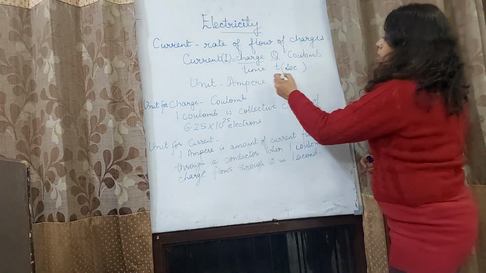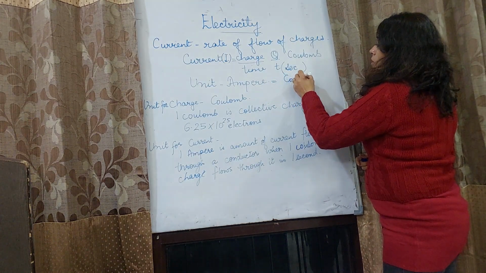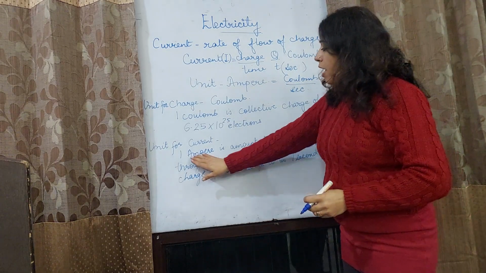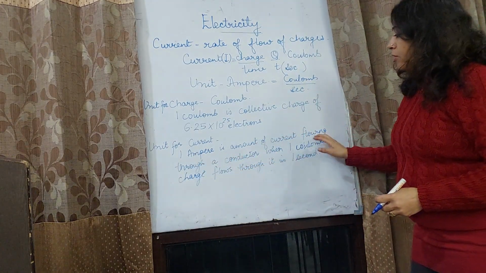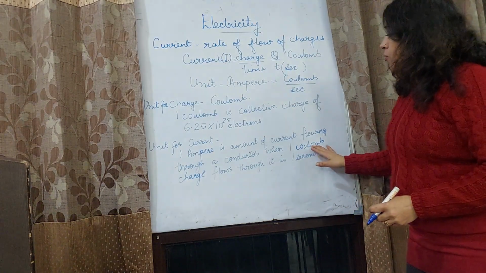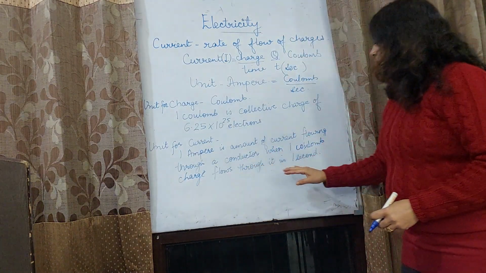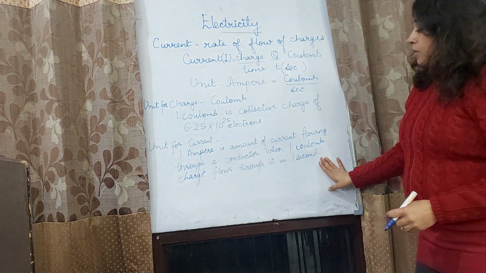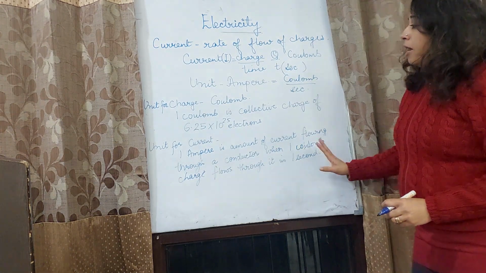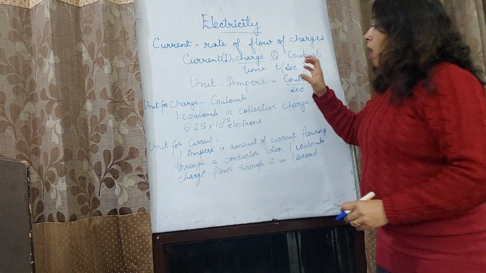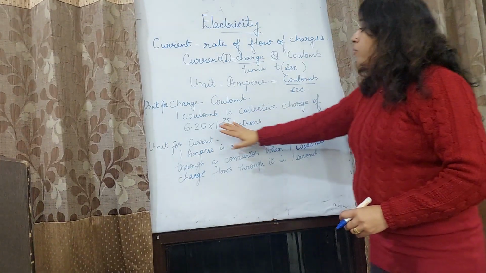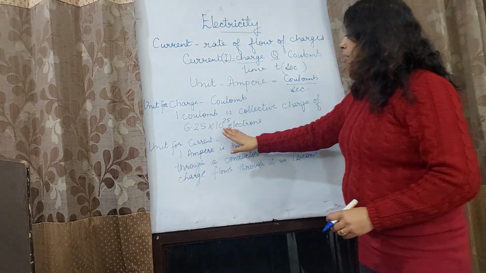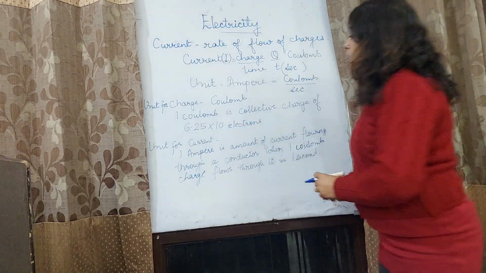1 ampere would be coulomb upon second. We are basically trying to say that 1 ampere is the amount of current flowing through a conductor when 1 coulomb charge flows through it in 1 second. So that is for ampere. And when we want to know how much is 1 coulomb, it is the collective charge of 6.25 into 10 raised to power 18 electrons.